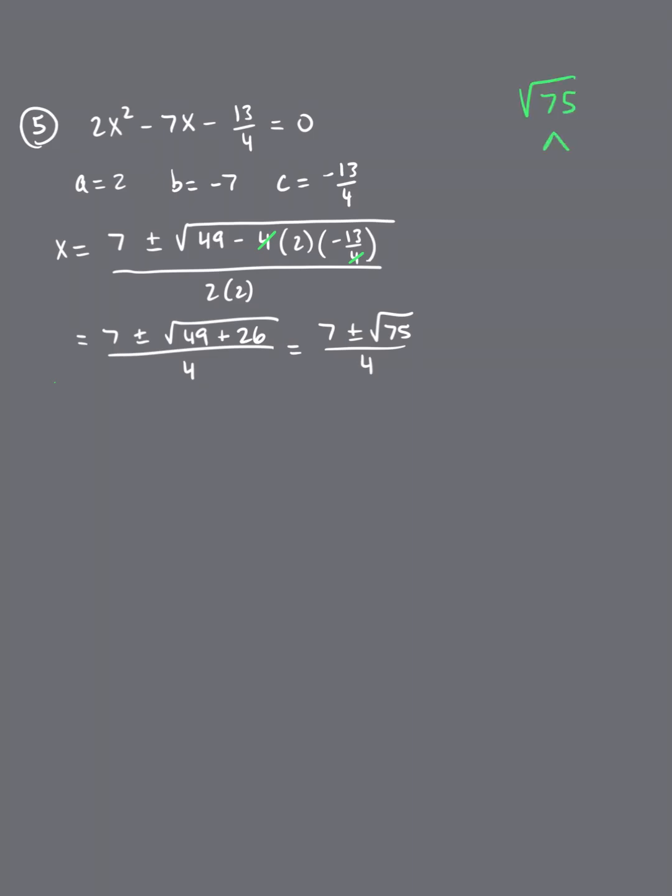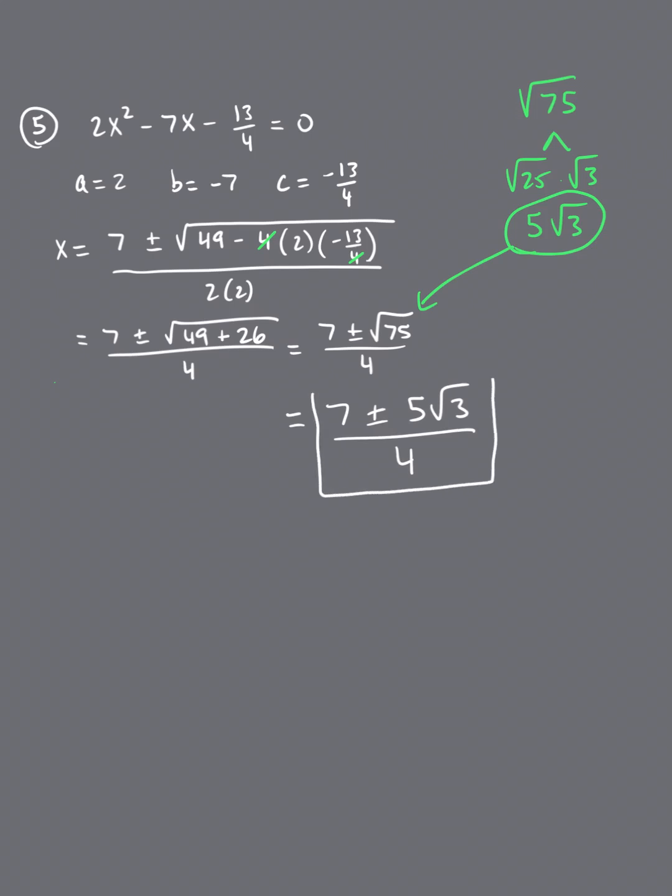The square root of 75 is the square root of 25 times the square root of 3. Square root of 25 is 5 times the square root of 3. So we'll make that substitution in for the square root of 75. So we'll have 7 plus or minus 5 times the square root of 3 over 4. Now in this case, we're going to leave our answer like this as this fraction because we cannot divide 7 by 4 evenly, and we can't divide 5 by 4 evenly. So we're just going to leave it like this.